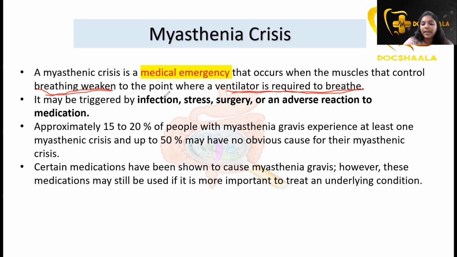It may be triggered by infection, stress, surgery, or adverse reactions to medicines. Even if some medicine is causing this myasthenic crisis, we have to control the crisis and then continue treating the underlying condition. Approximately 15 to 20% of people with myasthenia gravis experience at least one crisis in their lifetime, and up to 50% have no obvious cause for this myasthenic crisis.